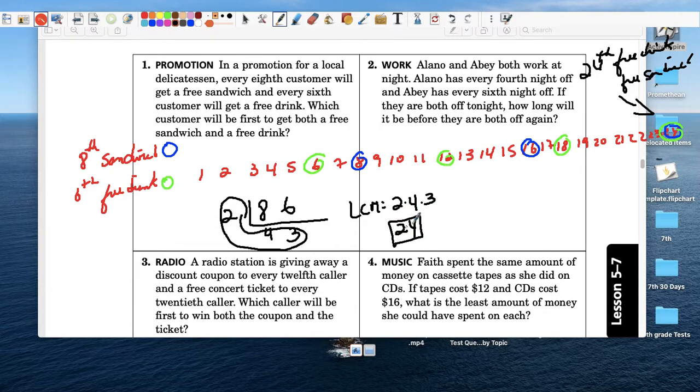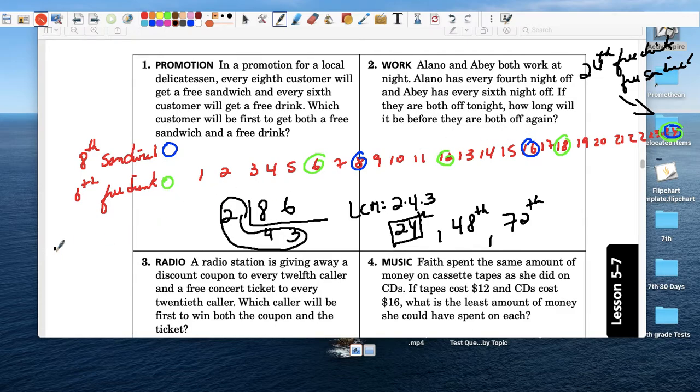So whether you line them up or you do it this way, the 24th customer gets a free drink and a free sandwich. After the 24th customer, which would be the next customer to get both? The next would be the 48th customer, because it's every 24. And if you did another 24, the 72nd customer also gets a free drink and a free sandwich.